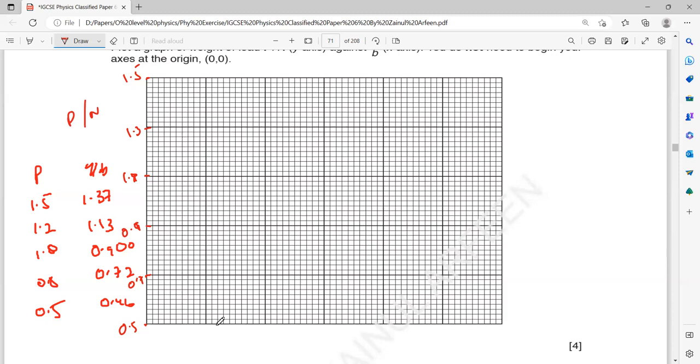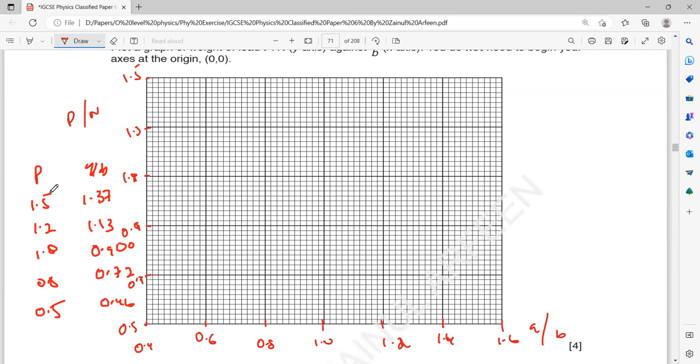So that is P. And then here we have A over B. A over B does not have any unit, so you don't have to write any unit. The minimum value is 0.46 and the maximum is 1.37. So if I say 0.4, 0.6, 0.8, 1, 1.2, 1.4, this is enough. This will be 0.6, this will be 0.8, 1.0, 1.2, 1.4, and then 1.6 will be there.